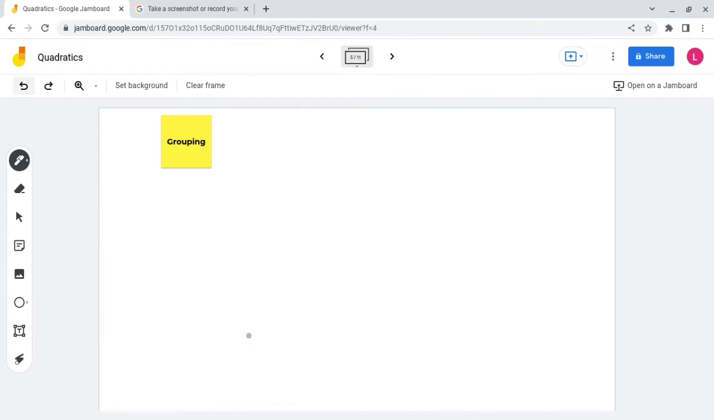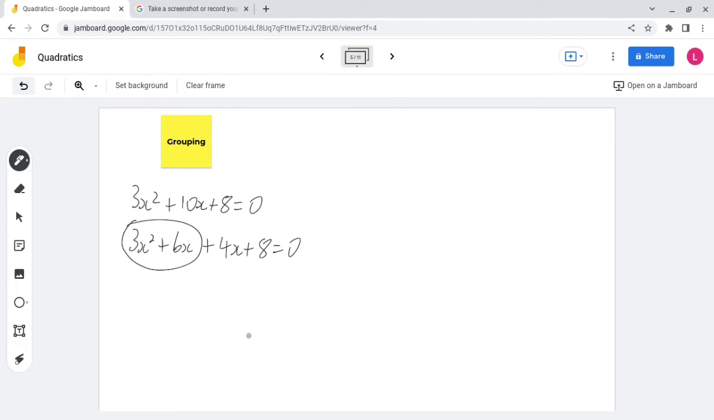So moving on to grouping, so this should be what you have learned in Sec 1 or Sec 2, right? So it's a very easy thing to do. So if you say 3x squared plus 10x plus 8 equals 0, right? We can make this into 3x squared plus 6x plus 4x plus 8 equals 0. And how are we going to look at this? So if we look at these separately, right?